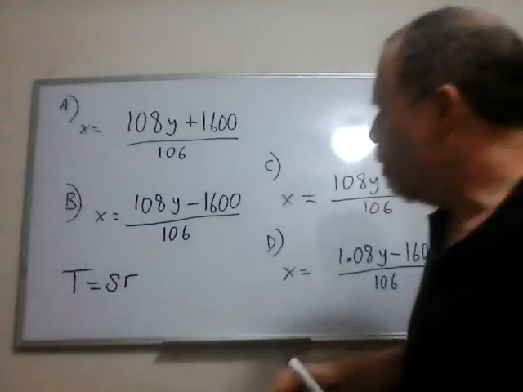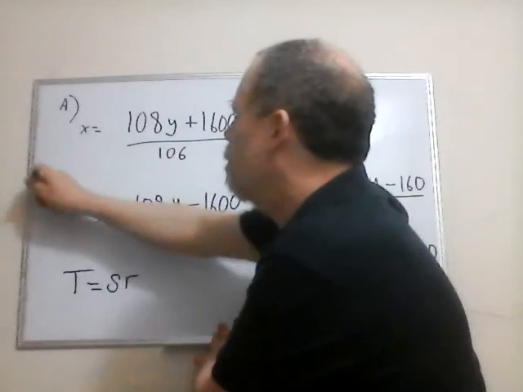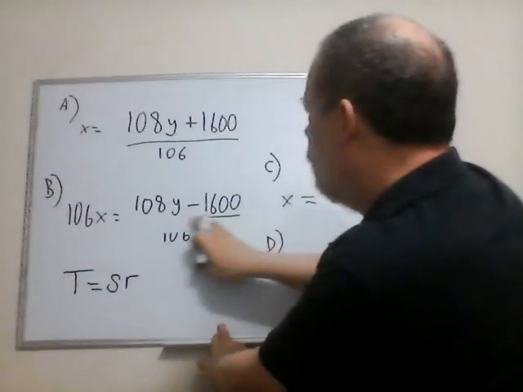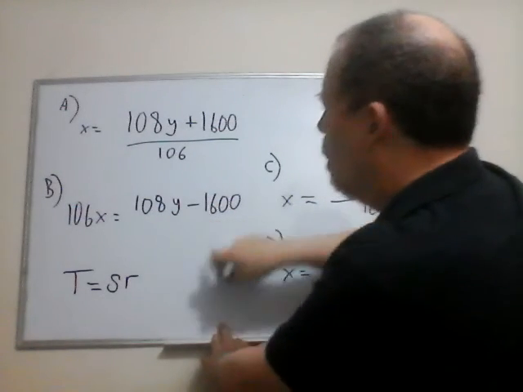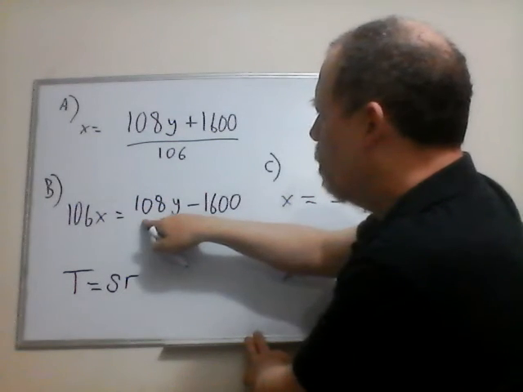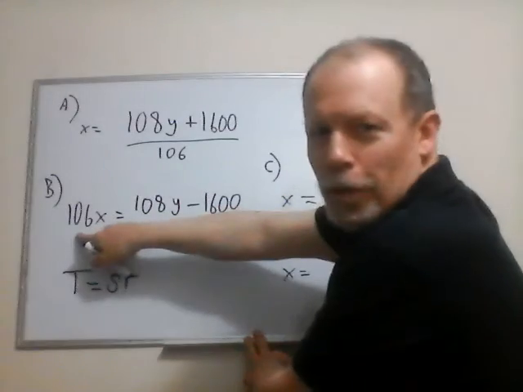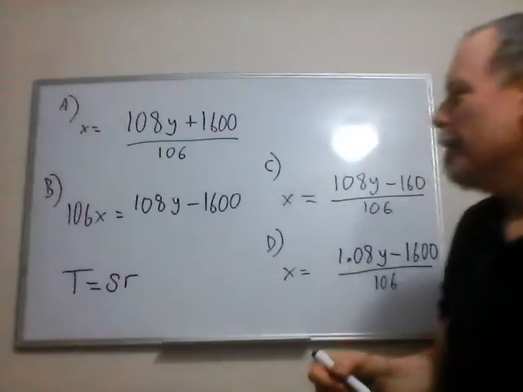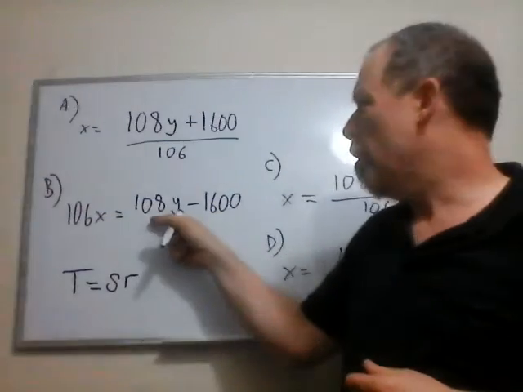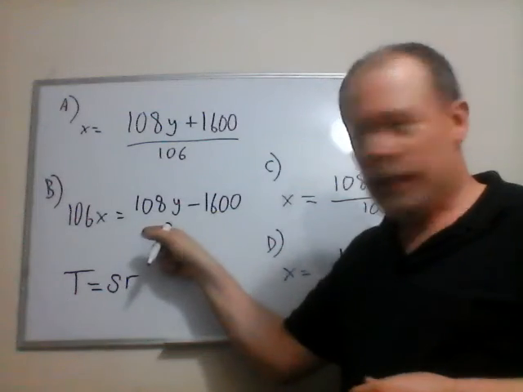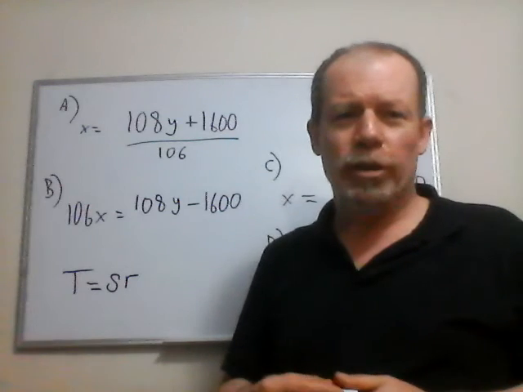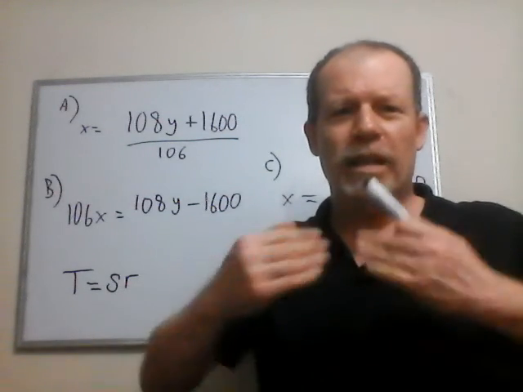At this point, I am going to move this over. 106x equals 108y minus 1600. So there's the same product multiplied by 108, multiplied by 106. That matches what the story says, which is in town M, tax rate is 106, and in town N, tax rate is 108. The question is, what happens? Do we add or subtract the $16 to make these things equal?